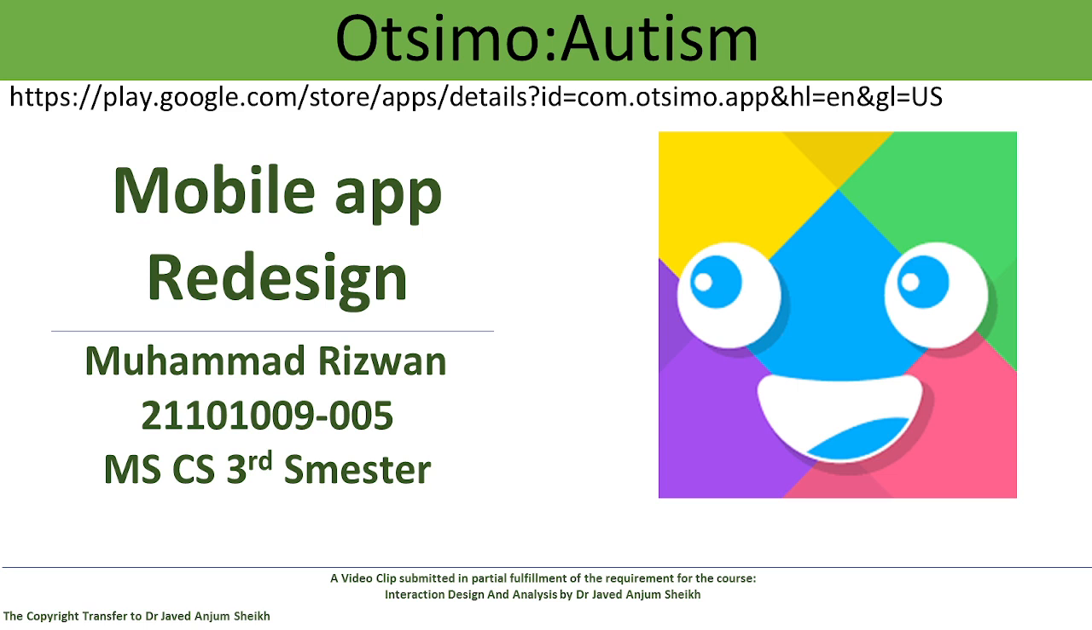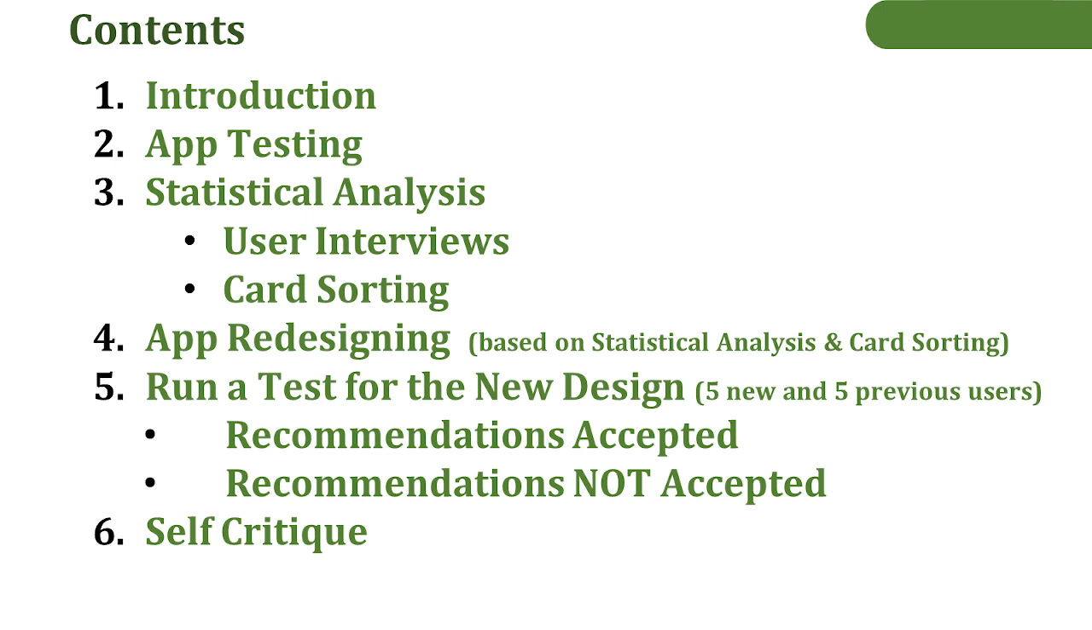Now we are moving towards the contents. In contents, first of all, we will have the introduction, then app testing, then statistical analysis, which is based on user interviews and card sorting. Then we will have app redesigning, which is based on the statistical analysis of both user interviews and card sorting results. Then we will run a test for the new design, and we will have the recommendations which have been accepted, and also the recommendations which are not accepted. And at last we will have the self-critique on our own app.